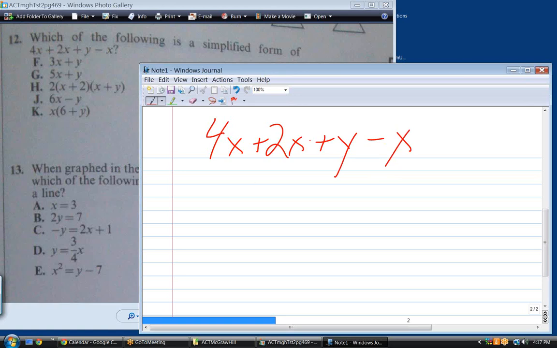So if you simplify it directly, what do you get? 5x plus y. G. And it saves you time from having to do F, H, K.